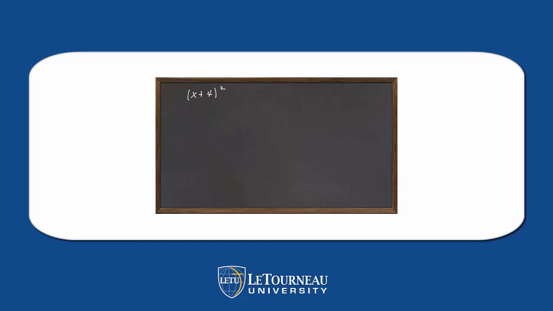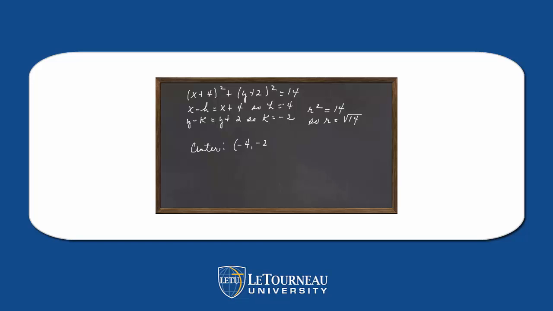Let's try another one. Suppose we have (x plus 4) squared plus (y plus 2) squared equals 14. So x minus h equals x plus 4, therefore h equals negative 4. y minus k equals y plus 2, so k has to equal negative 2. r squared is 14, so r will be the square root of 14. So the center is at the point (negative 4, negative 2), and the radius is the square root of 14.